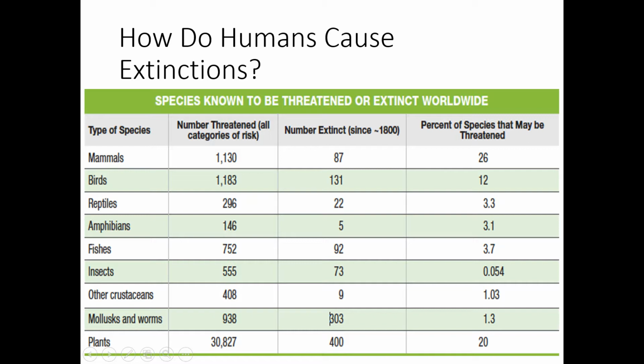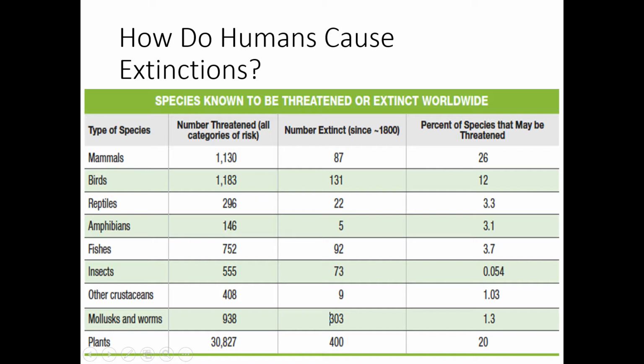Okay, this is just a little table giving you an idea of all the different types of species and where they're at in terms of the percent of species that are going to be threatened. So the big ones are going to be the mammals, your plants, and your birds.